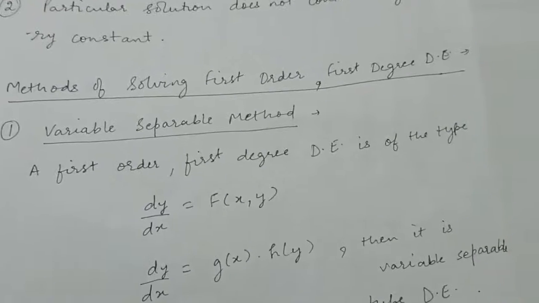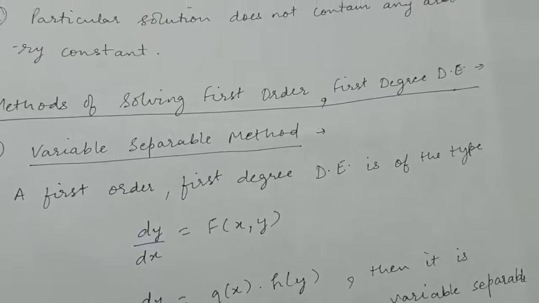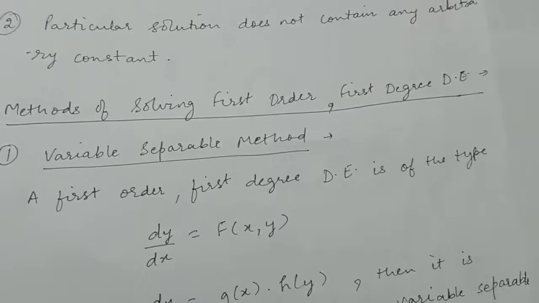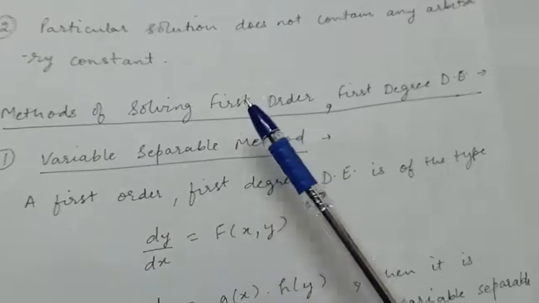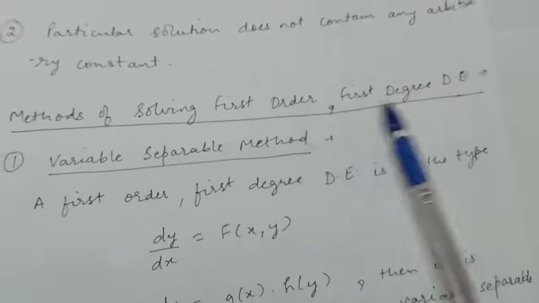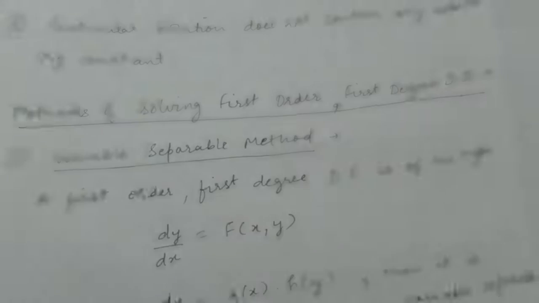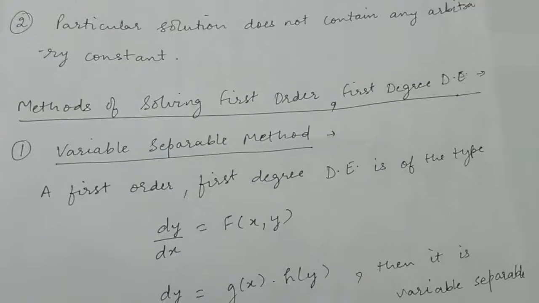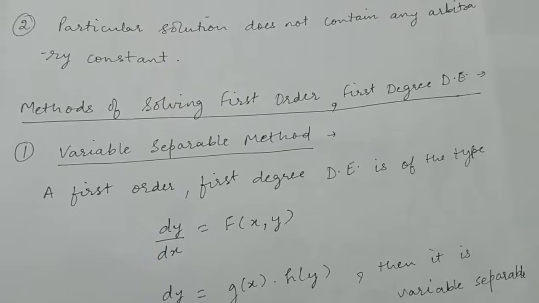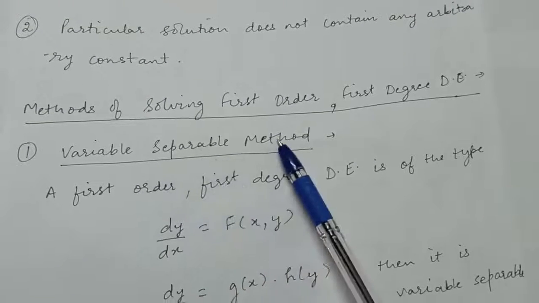Now the next topic is methods of solving first order first degree differential equations. In this chapter we will study only how to solve first order and first degree differential equations. There are three methods to do so. Today we will discuss only the variable separable method.